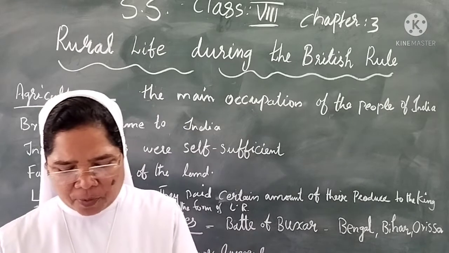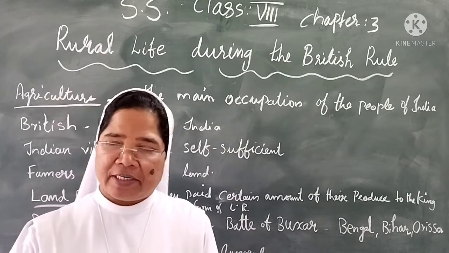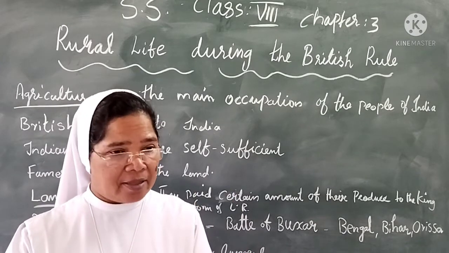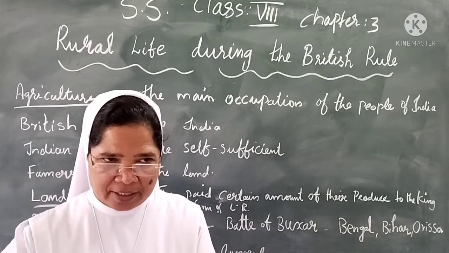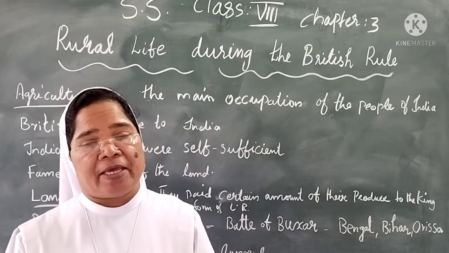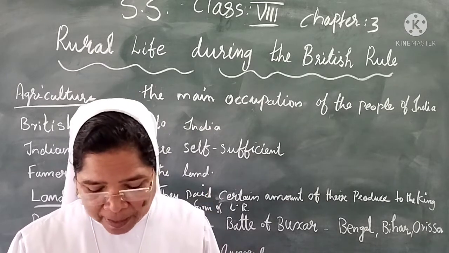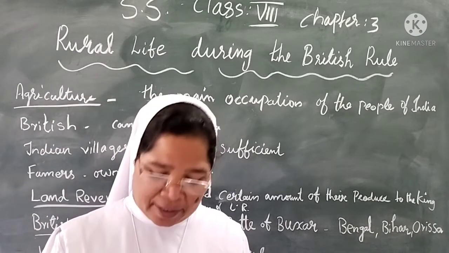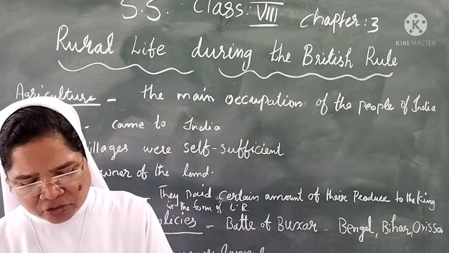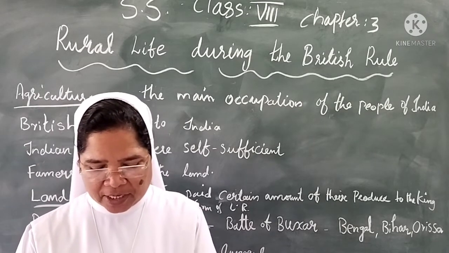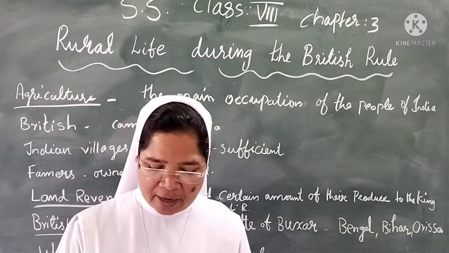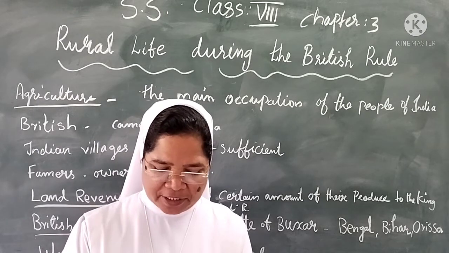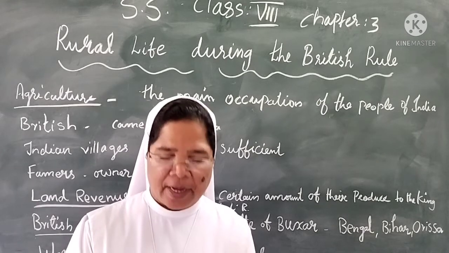When the British came to India, they appointed some agents to collect the land revenue. Besides, most of the agricultural or revenue policies started by the British were against the farmers. Let us study the policies and their impact on Indian farmers.